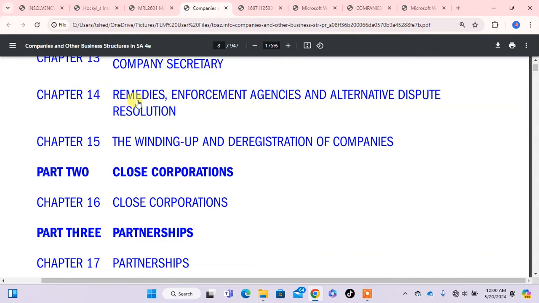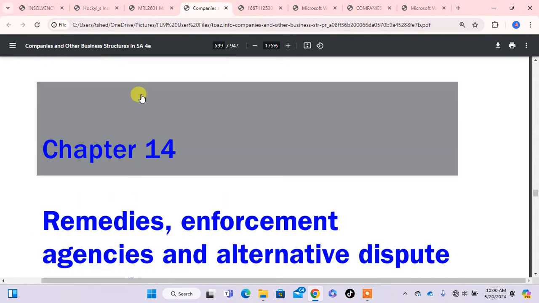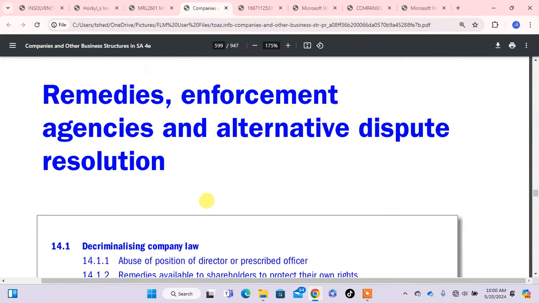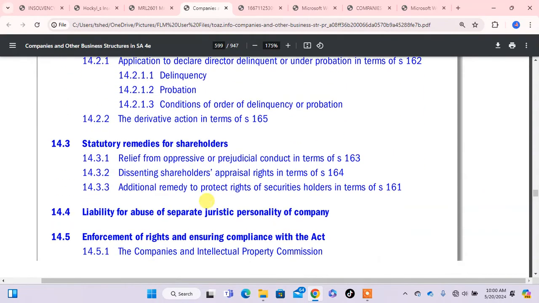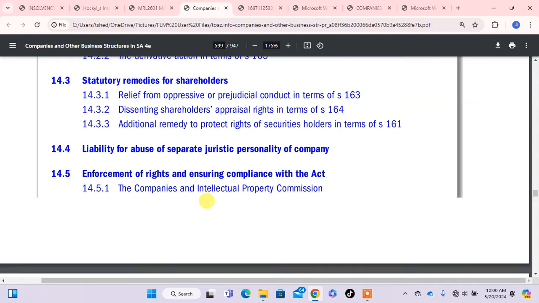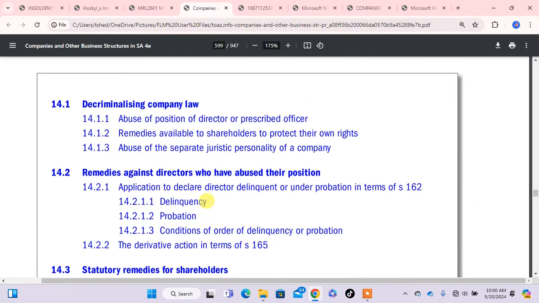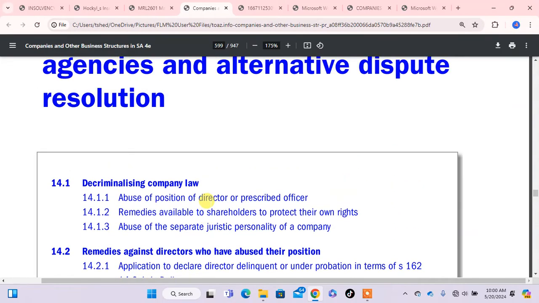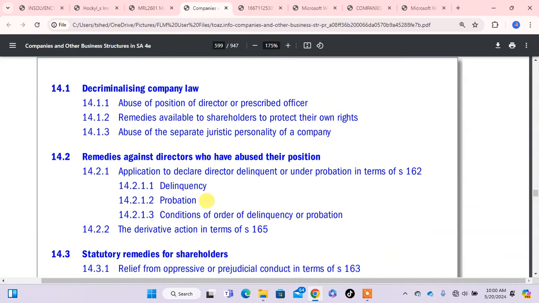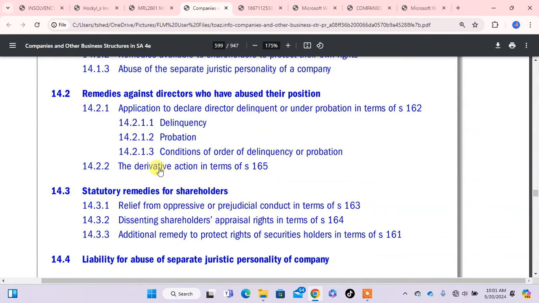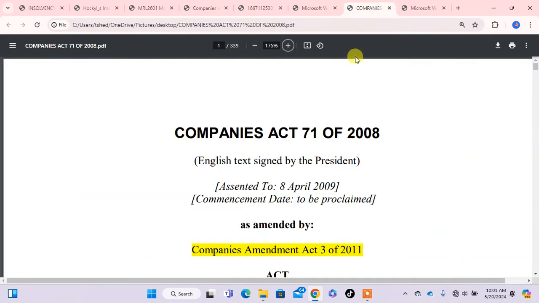Then, of course, chapter 14 talks about the remedies. Here I'm sure that you need to know about the remedy. Yes, here we have the derivative action. It's in terms of section 165. So in the Companies Act, we have to go to section 165, which talks about the derivative action.